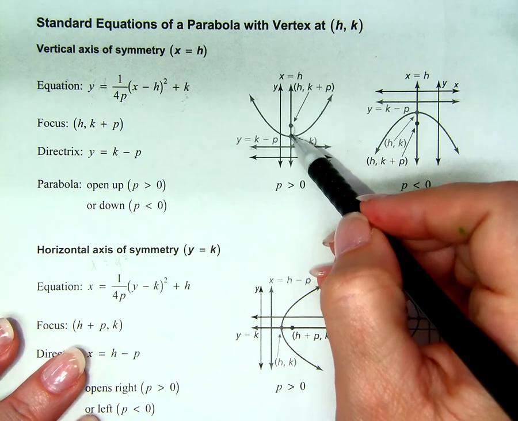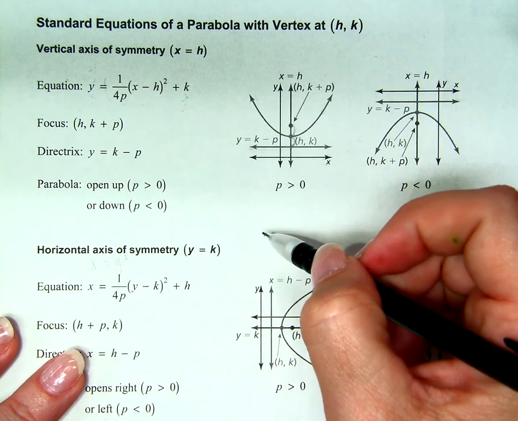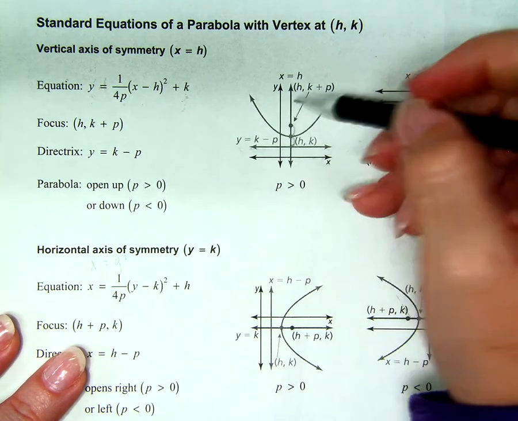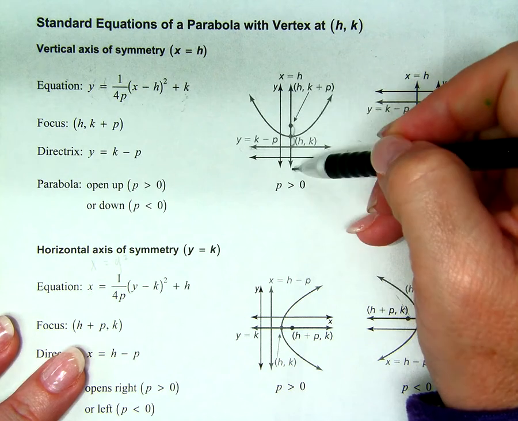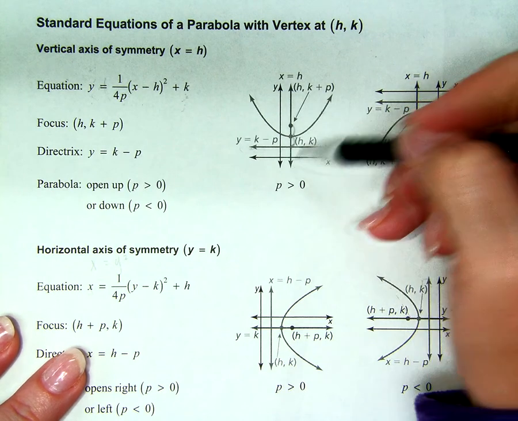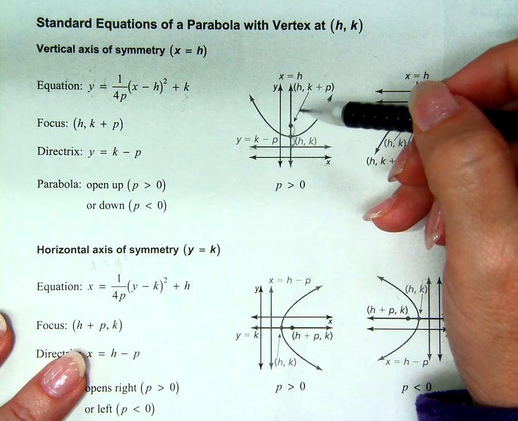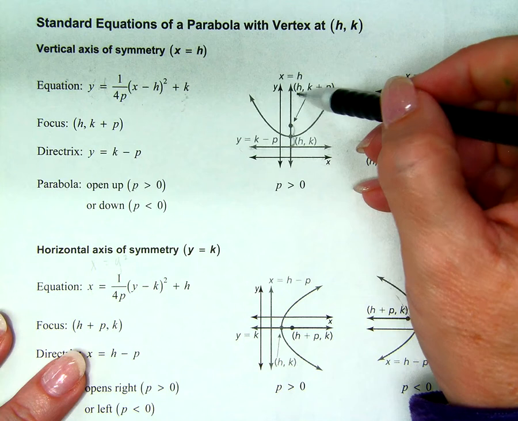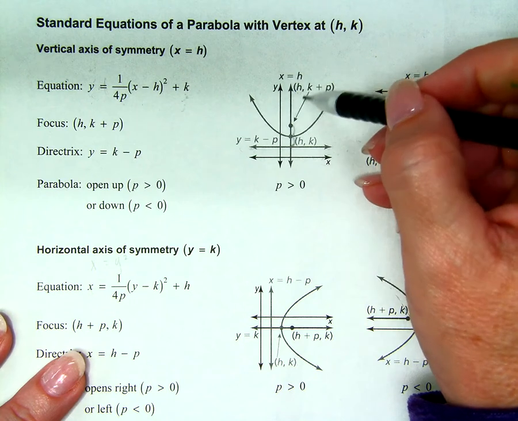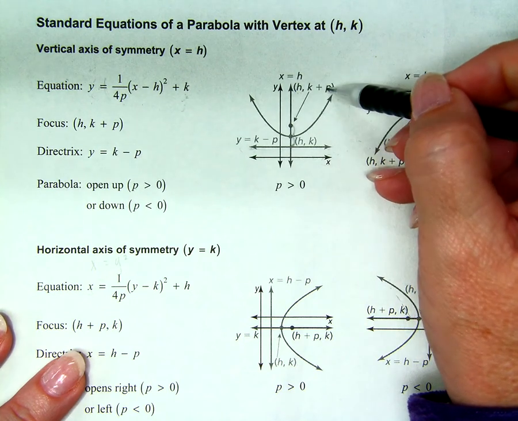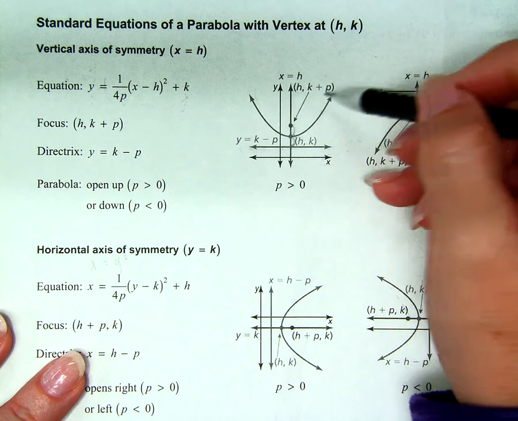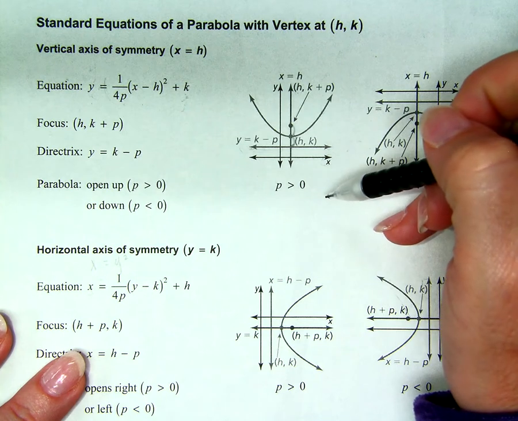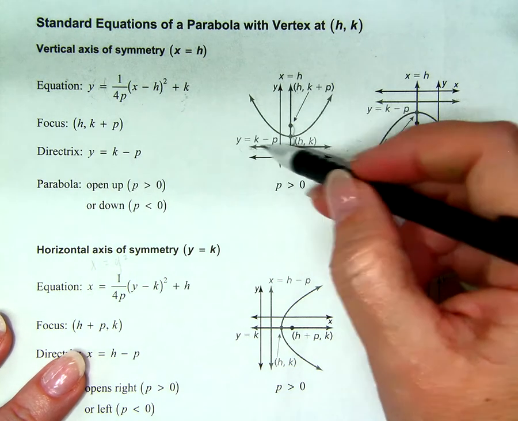Okay? Where's the directrix in relation to the parabola? On the outside. It's a line that's perpendicular to the axis of symmetry. Do you see that? Okay? So the focus is a point, right? So we're going to write it as a point. In this case, it's going to be (h, k plus p). Whatever h is, it stays right there. Whatever k is and whatever p is, we add them together, and that's the y value of the focus. Does that make sense? The directrix is what?